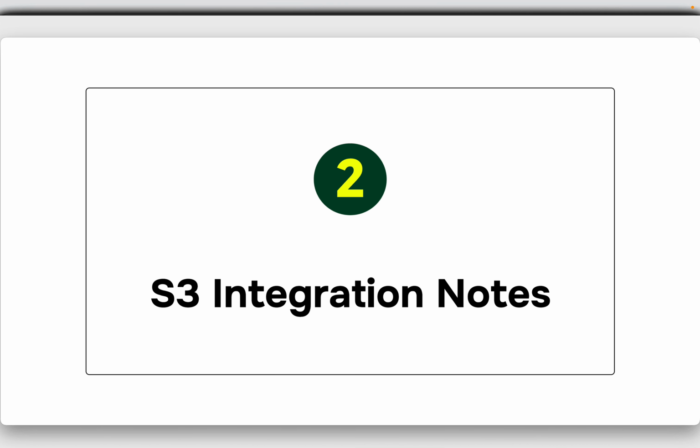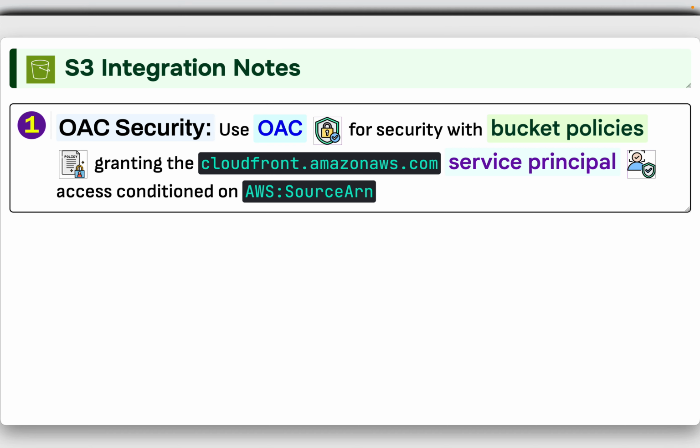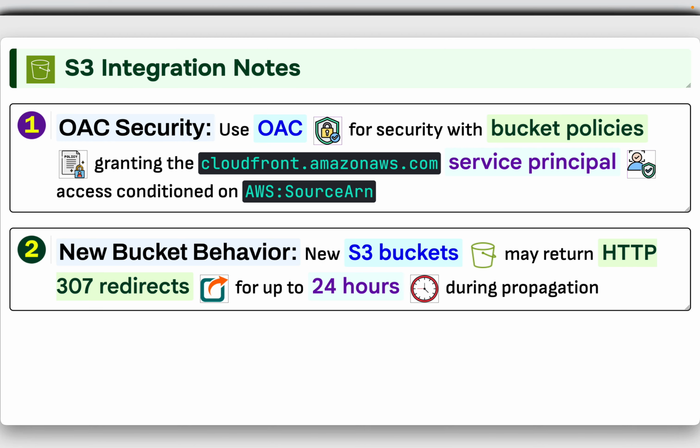Second topic, S3 integration notes. So OAC security. You use origin access control for security with bucket policies. You grant the cloudfront.amazonaws.com service principal access conditioned on the condition key AWS:SourceArn. New bucket behavior. New S3 buckets may return HTTP 307 redirects for up to 24 hours during propagation.